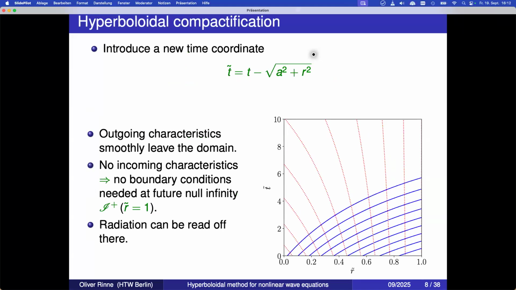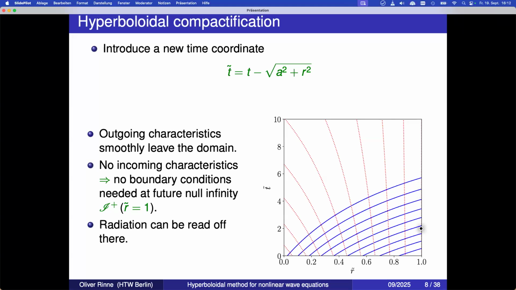Then what you can do is so-called hyperboloidal compactification. So we introduce a new time coordinate as well. Let's call it t tilde. And this, as you can see here, is basically the equation for a hyperboloid. This a is the same constant as before. Now, if you plot the characteristics with respect to r tilde and t tilde now, you can see the outgoing characteristics just smoothly leave this domain here at infinity, r tilde equals 1.